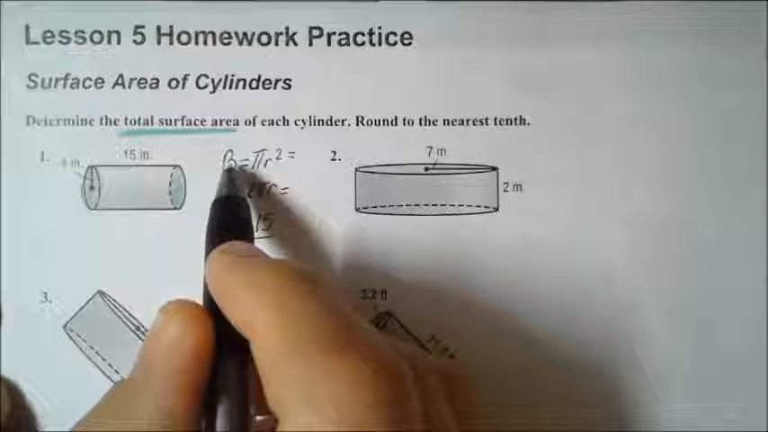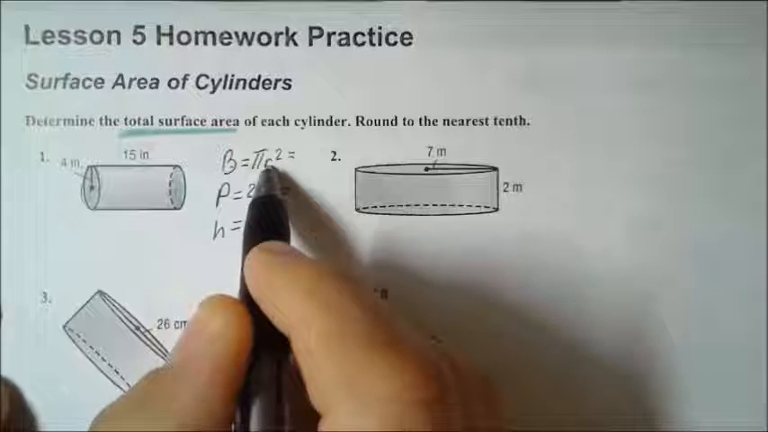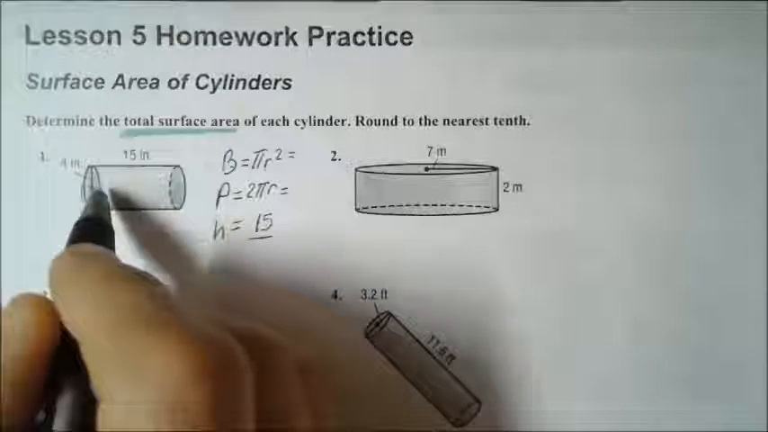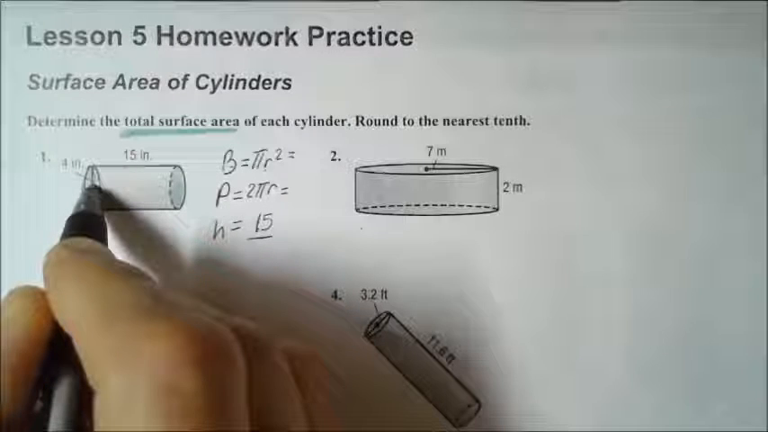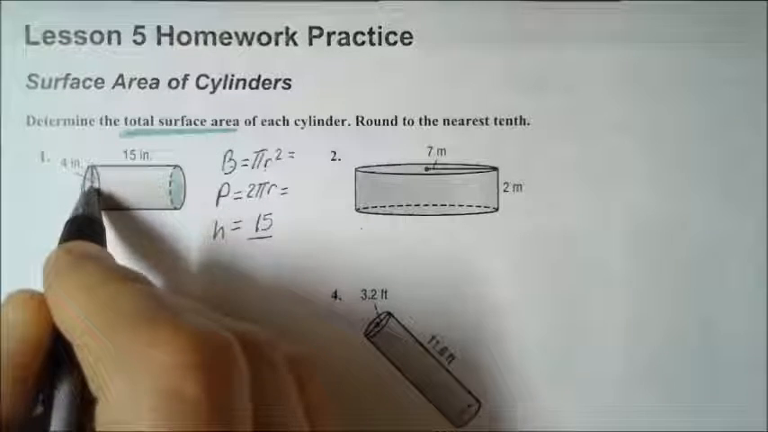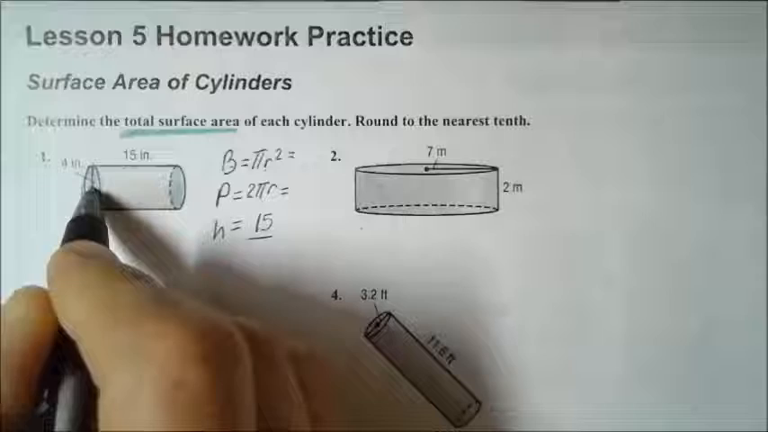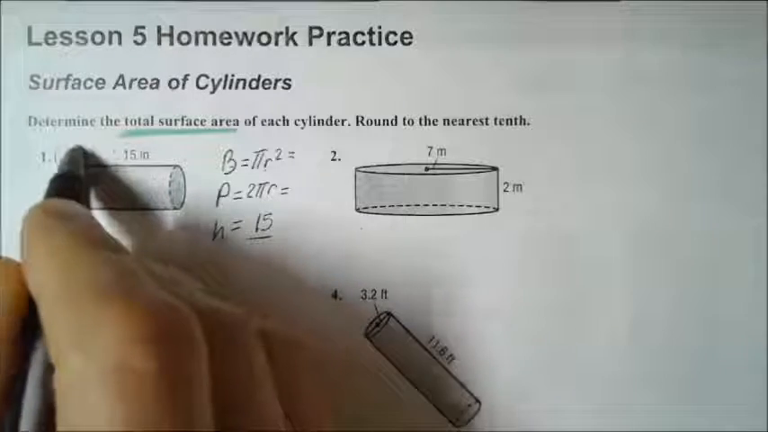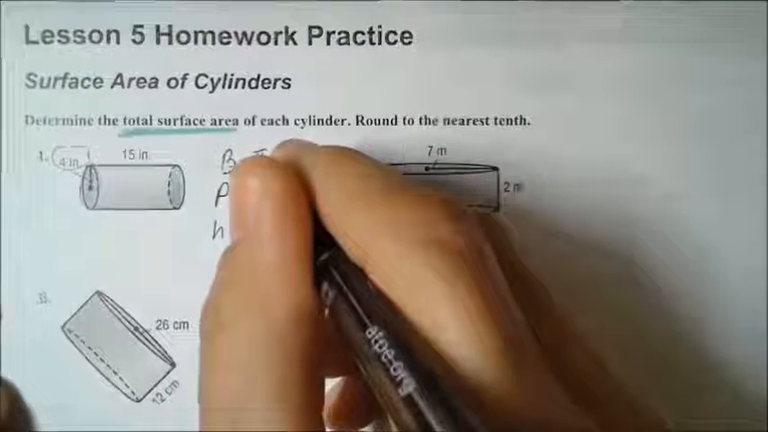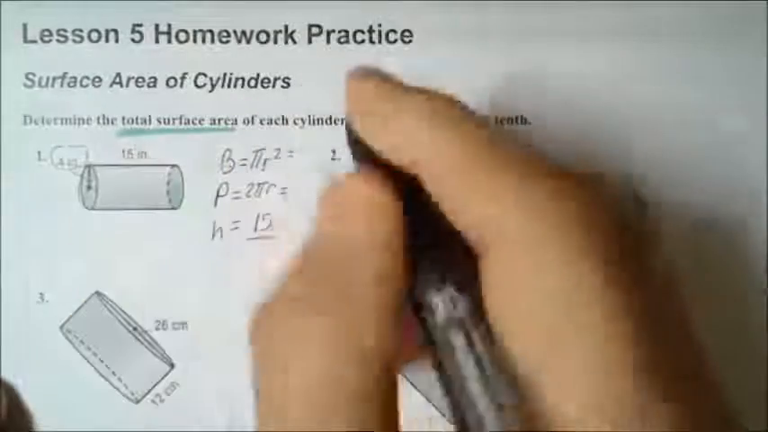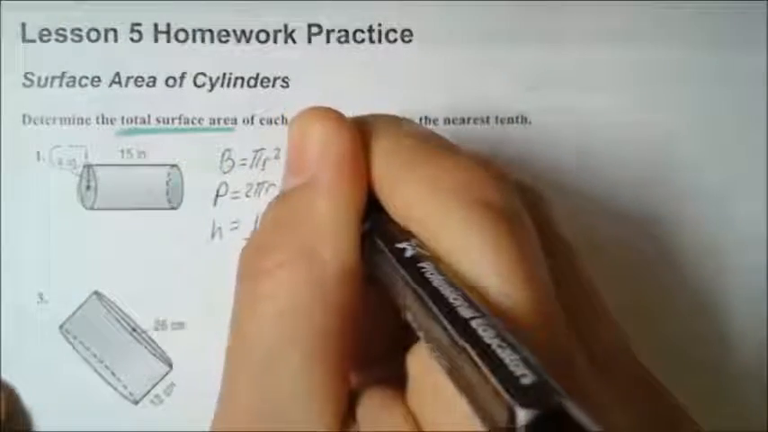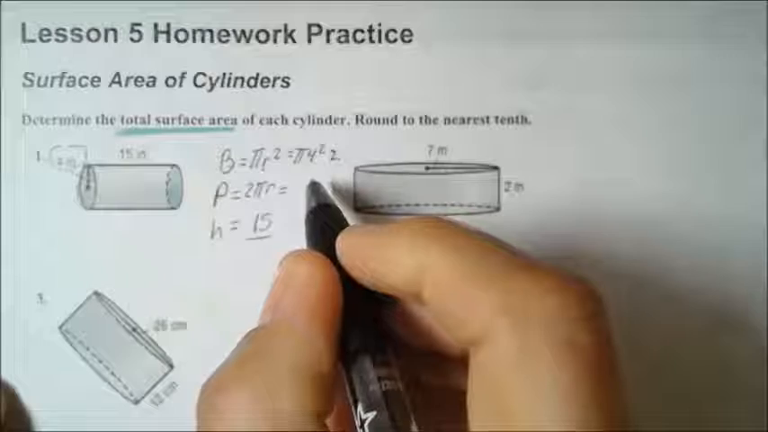The area of the base, our big B, well, we just have to plug in our number for the radius. And notice this is just half. It goes from the center of the circle to the edge. Since it doesn't go all the way across, it just goes from the center to the edge, that is our radius right there. So this r is going to be a 4. So it's going to be pi 4 squared.